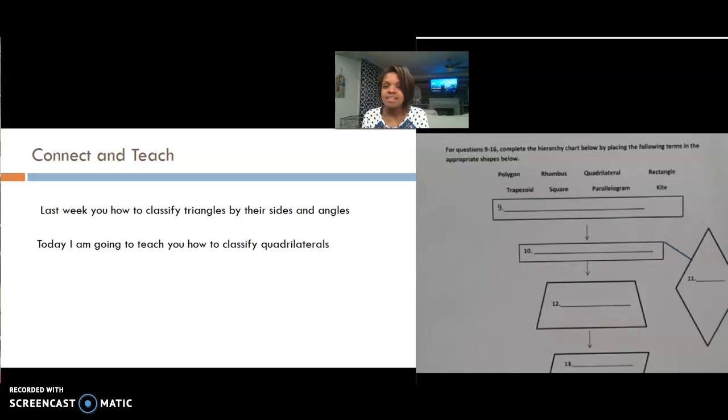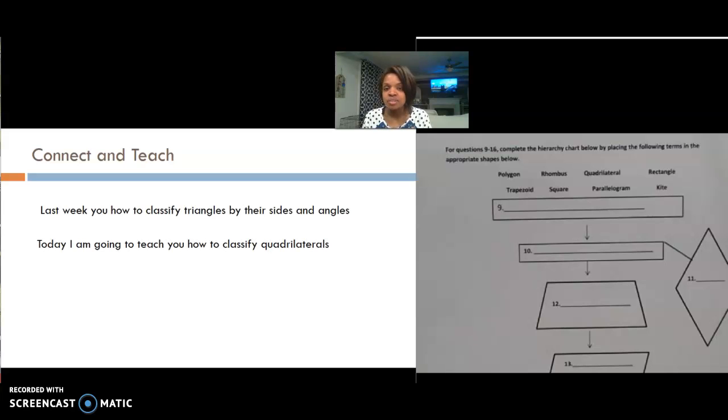Hey guys, we are getting ready to gear into our geometry unit a little bit more. So last week you learned how to classify triangles by their sides and angles. Today I'm going to teach you how to classify quadrilaterals. Okay, so let's go ahead and get into this lesson.